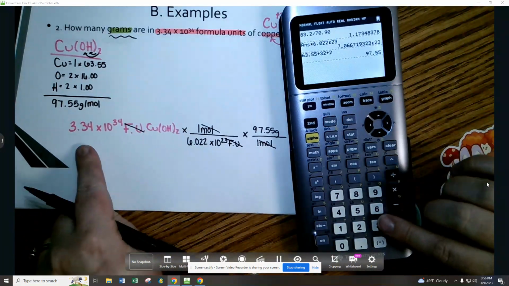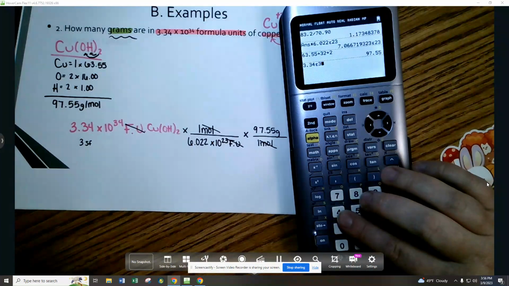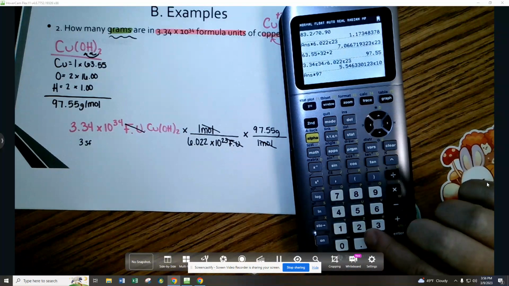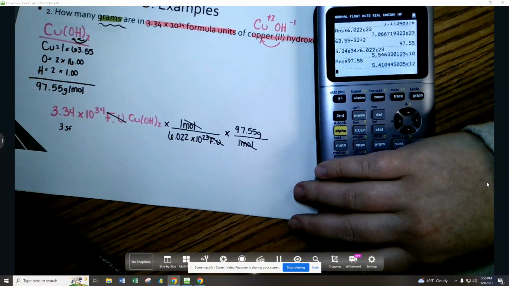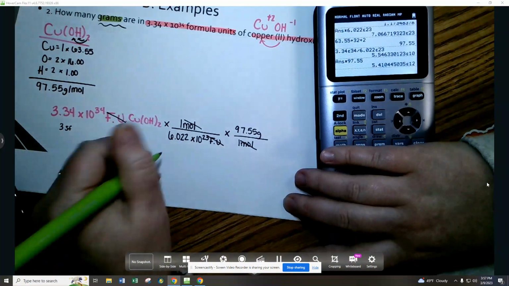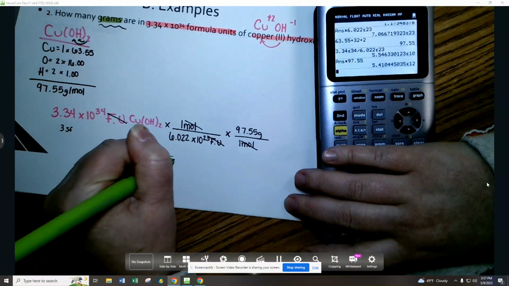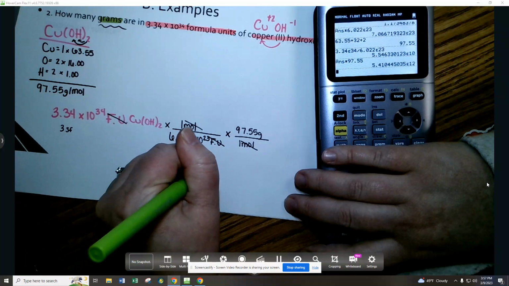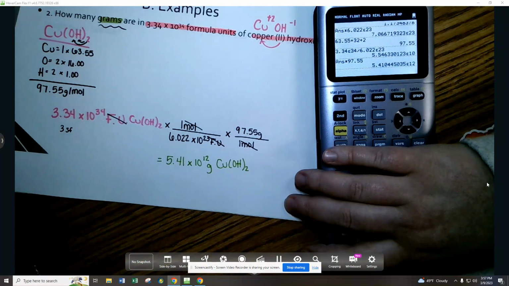Again, you can type this in multiple ways. I'm going to take 3.34 with 3 sig figs times 10 to the 34th power. I'm going to divide that by Avogadro's constant, and then I'm going to multiply that by its molar mass. When I get to the end here, I see that I, again, have a number that's in scientific notation. This is a rather large number. So I have 5.41 to give me my 3 sig figs times 10 to the 12th power. I'm left with grams, and I'm going to label it with the copper 2 hydroxide. And that's my final answer. And this is how we go from particles to mass.